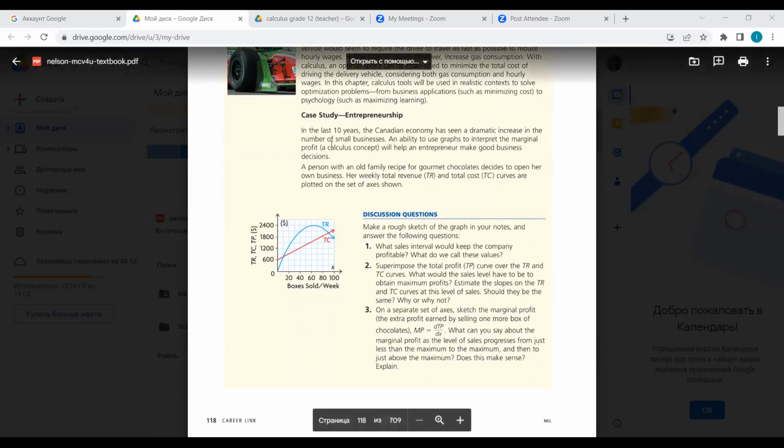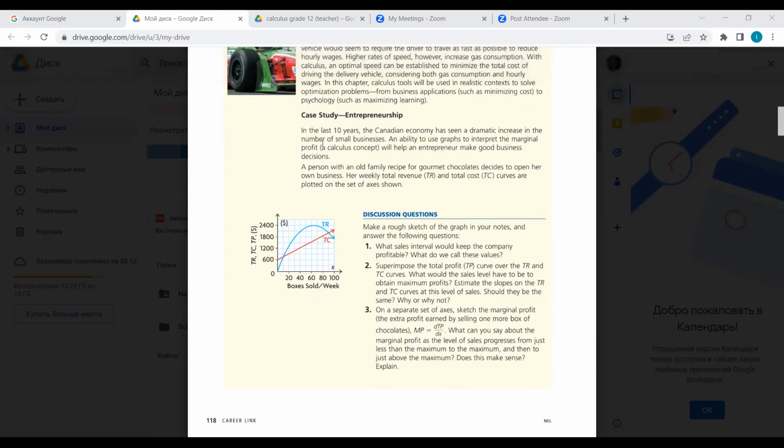Case study, entrepreneurship. In the last 10 years, the Canadian economy has seen a dramatic increase in the number of small businesses. An ability to use graphs to interpret, how would you say it? Interpret. Yeah, you said it right. Interpret the marginal profit, a calculus concept, will help an entrepreneur make good business decisions. So now you know what this is all about. It's all about counting big numbers.